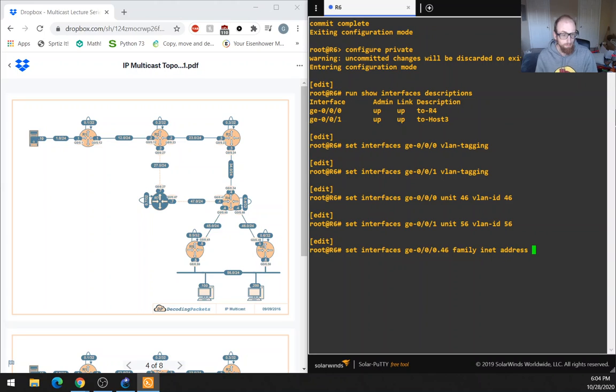Okay, so we've got family INET address 46.6/24. Looks good to me. Yep. And that's to, yep, router 4. So 1. Oh, and this is .56. And then it's 56/24. Yeah, I don't see anything wrong with that.